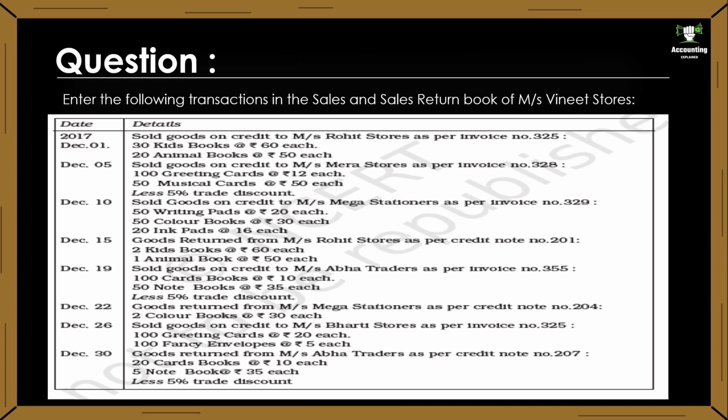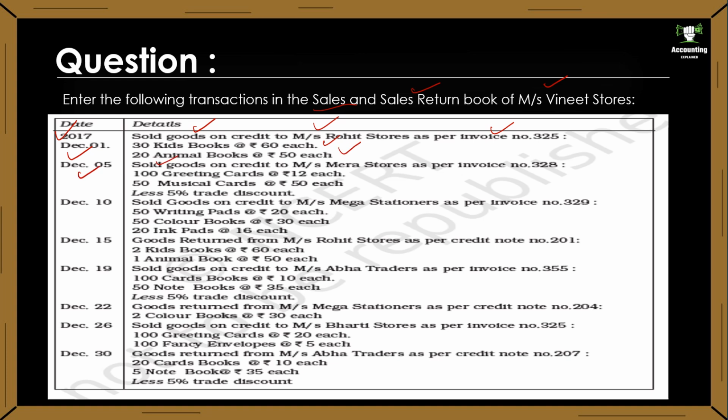We will be working through a question on sales day book. Let's get started. Enter the following transactions in the sales and sales return book of Messrs. Venit Stores. 2017 is the year and December 1 is the date. Sold goods on credit to Messrs. Rohit Stores as per invoice number 325. 30 kids books at Rs 60 each. 20 animal books at Rs 50 each.